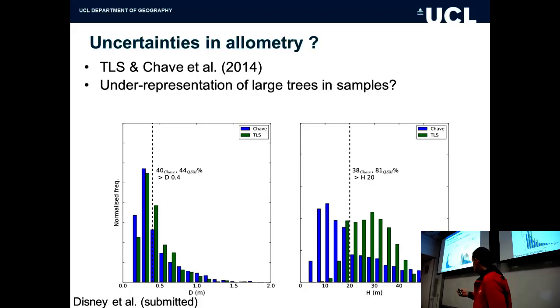And so the trees in this large bracket here, 70 centimeter diameter and bigger, tend to disappear very quickly, particularly the taller, broader trees. We have a different size distribution in our TLS sample than is in the allometric equations. So the allometric equations possibly don't represent those sizes accurately.